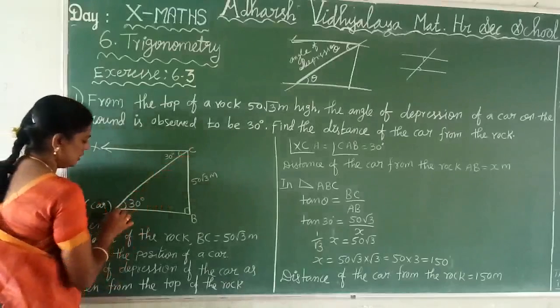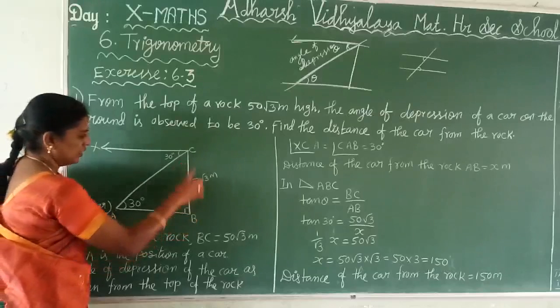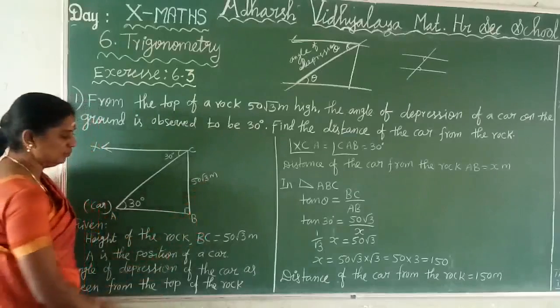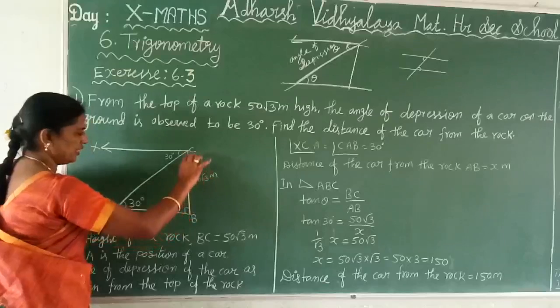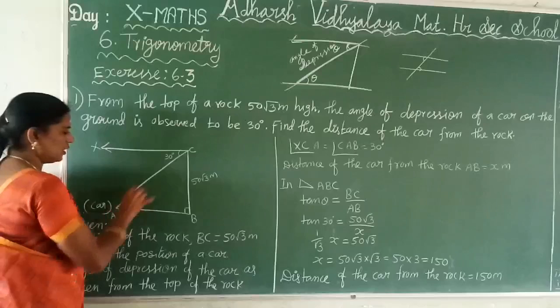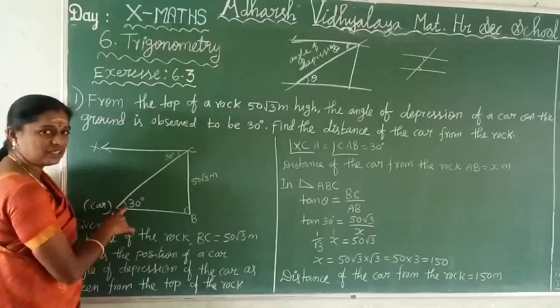Now consider the right angle triangle. Here B is 90 degrees. The height of the rock BC is 50√3 meter. From the top of the rock you see the car, and the angle of elevation is 30 degrees. Here 30 degrees means the alternate angles are 30 degrees.